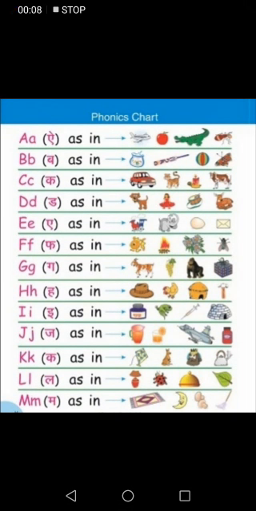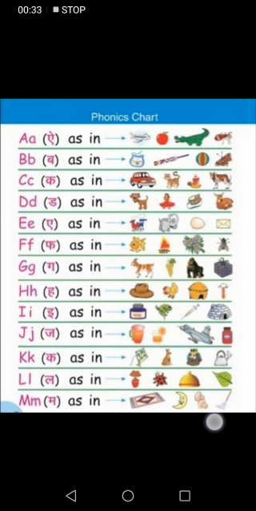Today we are going to learn phonics sound of alphabets. The first letter is A, but the sound will be A. Apple, A. Apple. Aeroplane, the sound is A. Alligator, ant. So the letter is A, but the sound is A.